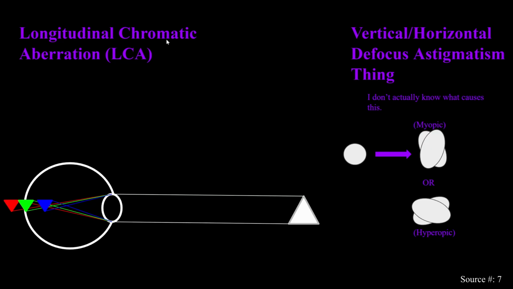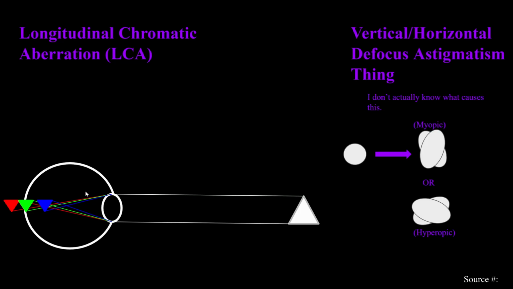And here is the simpler longitudinal chromatic aberration, or LCA. This is when, just because of the wavelengths of light, the lens will refract the light differently, resulting in different relative focal points. So blue will be defocused in front of the retina, and red will be defocused behind the retina in an emmetropic eye. And emmetropia is just perfect focus, where you can see things clearly.